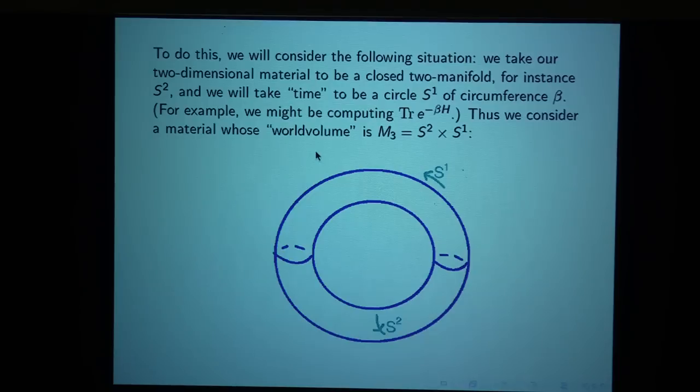So we can do a thought experiment that way. As for taking time to be a circle, that's just a shortcut for saying that what we're computing is the trace of e to the minus beta H. So that's certainly physically sensible.